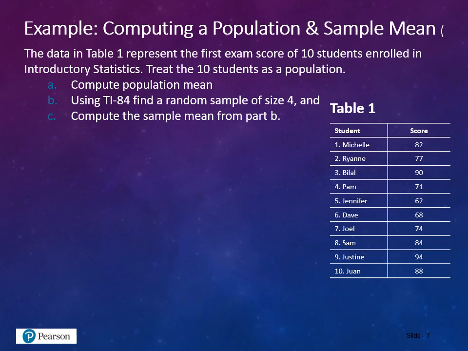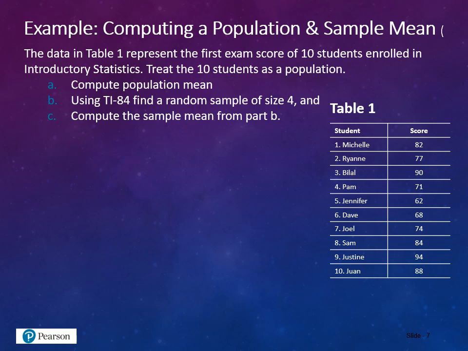So let's look at an example, computing a population and sample mean. The data in Table 1 represents the first exam score of 10 students enrolled in introductory statistics. Treat the 10 students as a population. So our total population here is 10, right? This is our entire population.